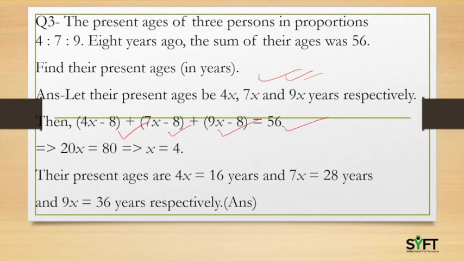This implies 20x is equal to 80, which means x is equal to 4. So if x is equal to 4, we can evaluate their ages. Their present ages are 4x is equal to 16, 7x is equal to 28, and 9x is equal to 36 respectively. Thank you.